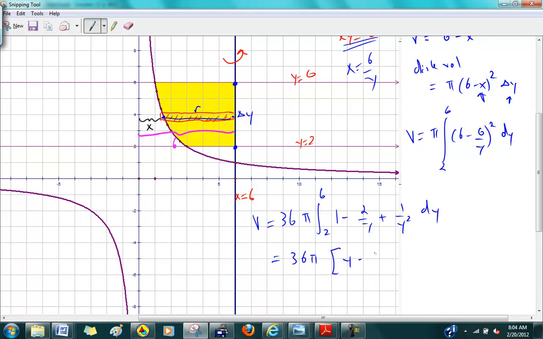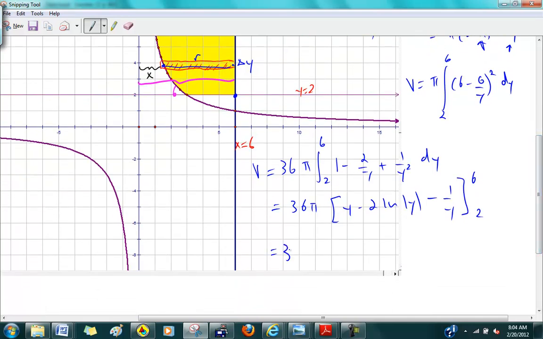Which is 36 pi. I'm going to get y minus 2 ln y minus 1 over y from 2 to 6. Plug and chug, you get 36 pi times (2 minus 2 ln 2 minus a half). Put in the, oops, what did I do? I need to put a 6 in there, my bad. 6 in there, a 6 in there, and a 6 in there, minus putting in the 2. I will get minus a 2 plus a 2 ln 2 plus a half. Okay, notice I've already taken the minus sign into account all the way there.